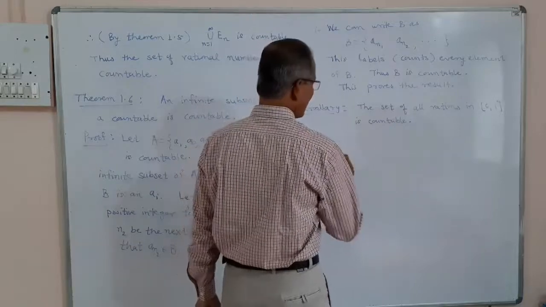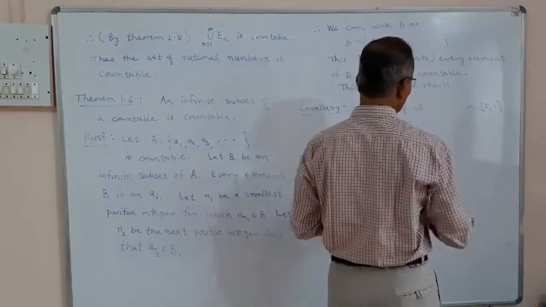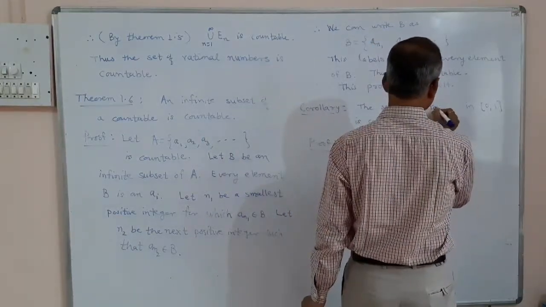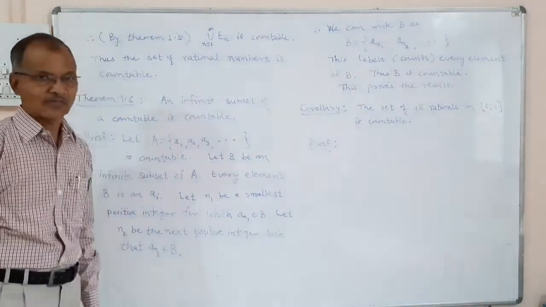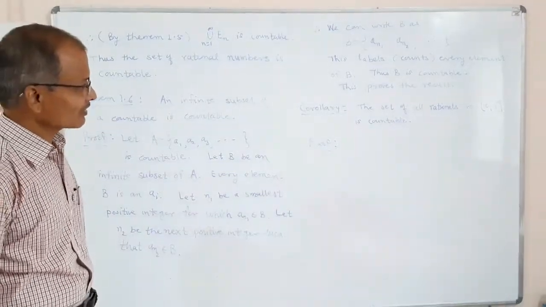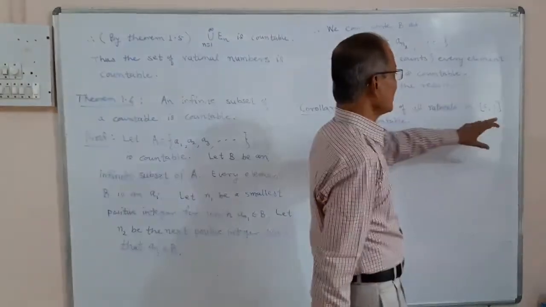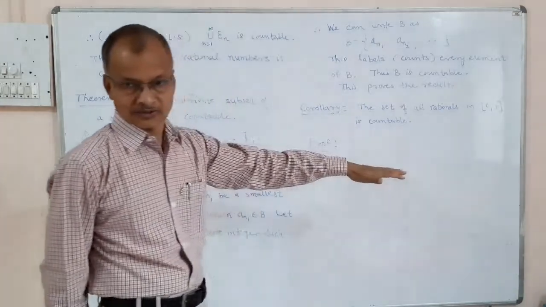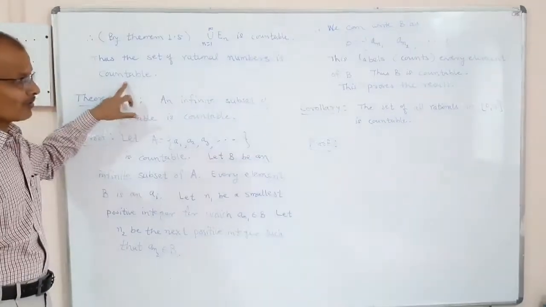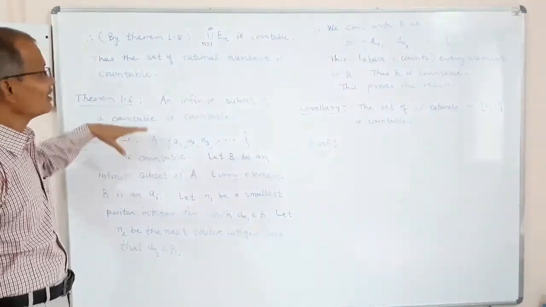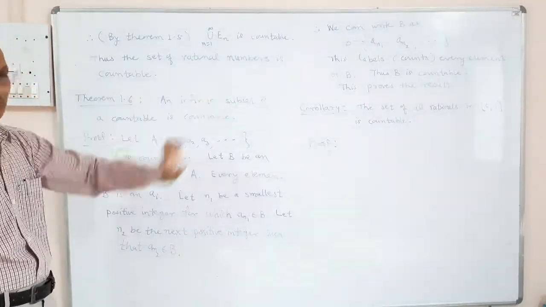Rationals means rational numbers. The set of all rational numbers in the interval 0 to 1 is countable. Now you see, the set of rational numbers in this interval is a subset of all rational numbers, and all rational numbers we have proved is countable. So it is a subset of a countable set, and a subset of a countable set is countable. So that proves the result.